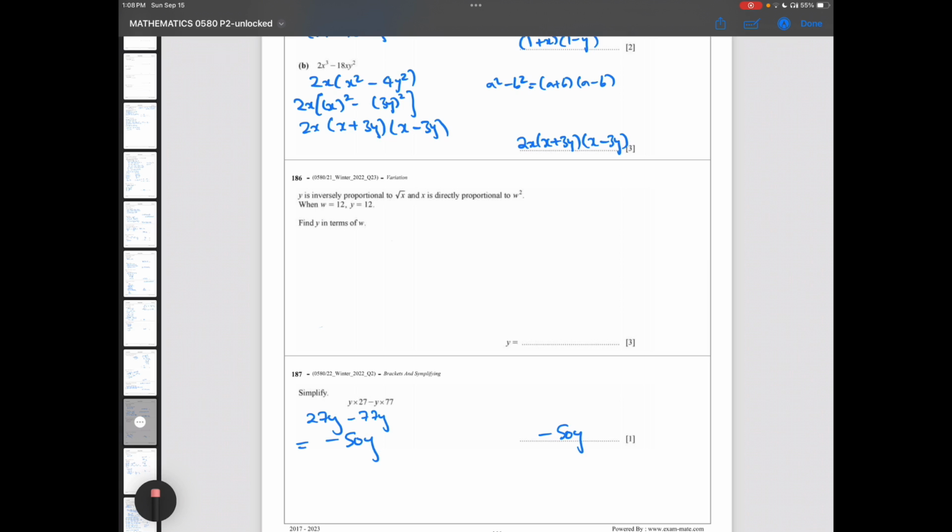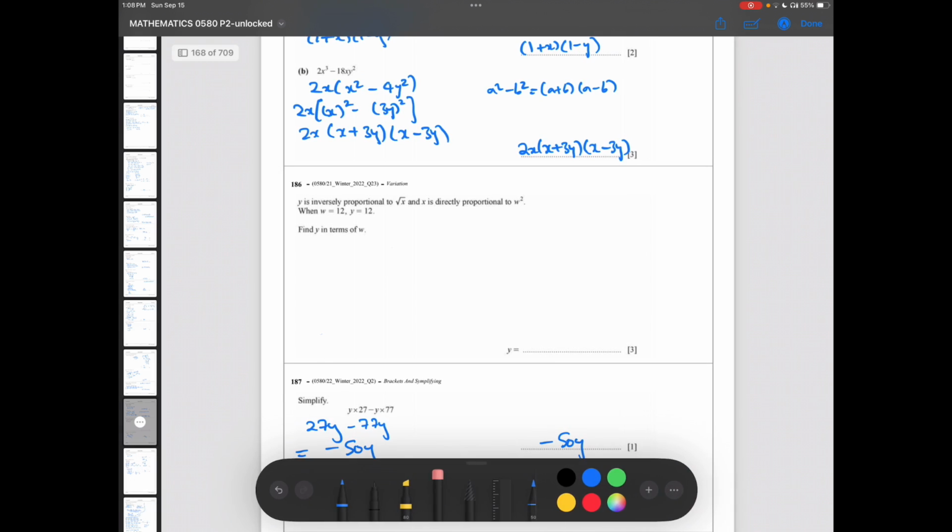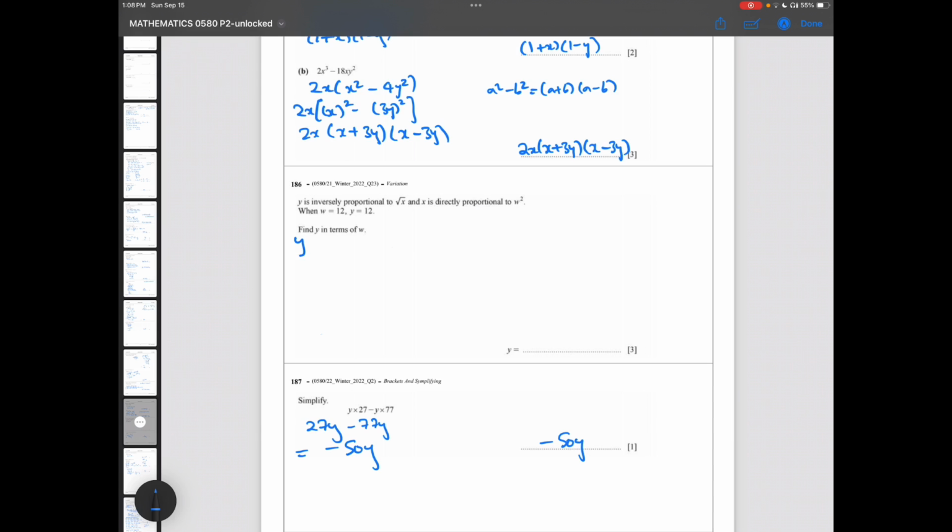I will be solving question number 186. It says y is inversely proportional to square root x. So I write y is equal to k upon square root x. Now it says x is directly proportional to w square. So x is equal to kw square.